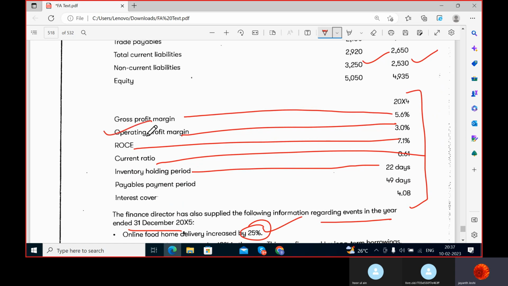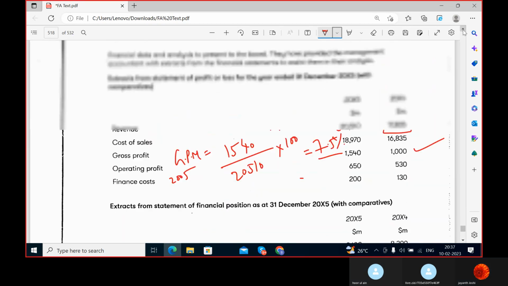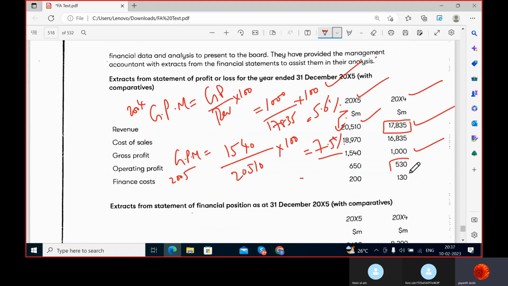Now, you have to find out the operating profit margin. What is the formula for operating profit margin? PBIT by revenue into 100. They have given the operating profit clearly. You take 530 by 17,835 for 2004, and 650 by 20,510 for 2005. PBIT by revenue into 100 for both years, and you tell me what the performance is like. Okay, fast.